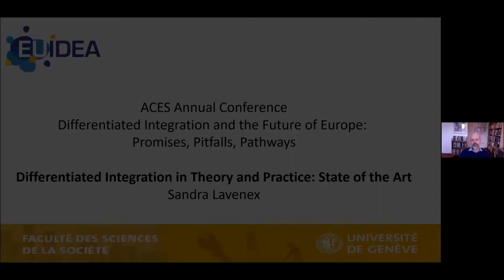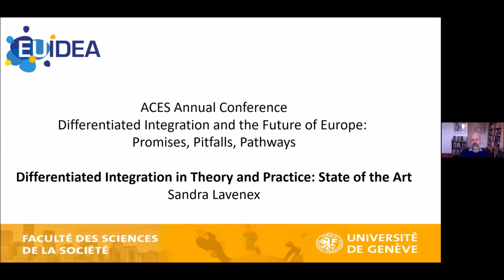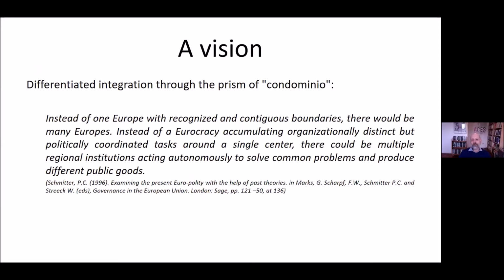So I would like to start my presentation by introducing my take on the study of differentiated integration through a vision that has been formulated by Philippe Schmitter of a condominio as an alternative view on the polity constituting European integration. This vision takes us away from intergovernmental grand bargains between more or less unitary states. And it also takes us away from a vision of the EU as a polity striving towards federalism, towards a hierarchical, centralized structure that has more and more in common with a state.